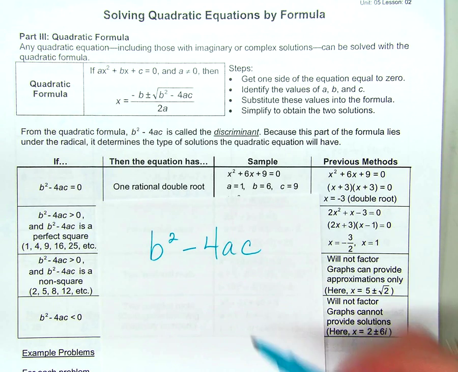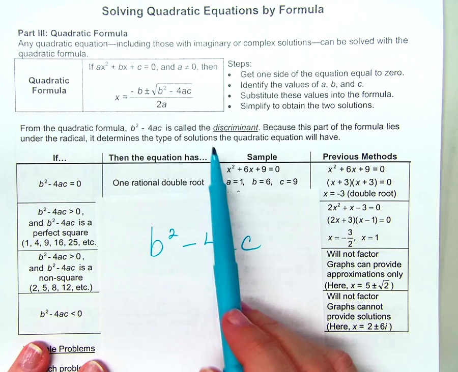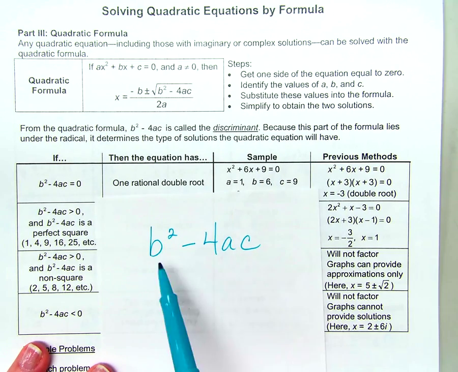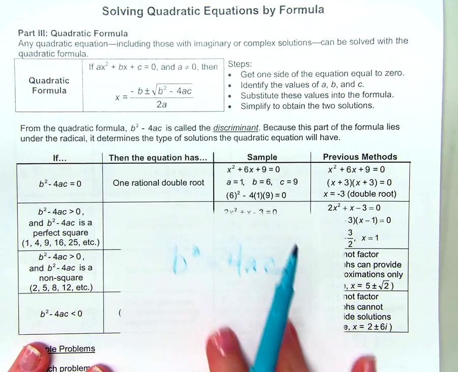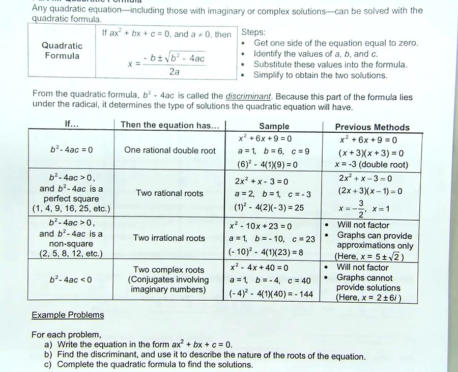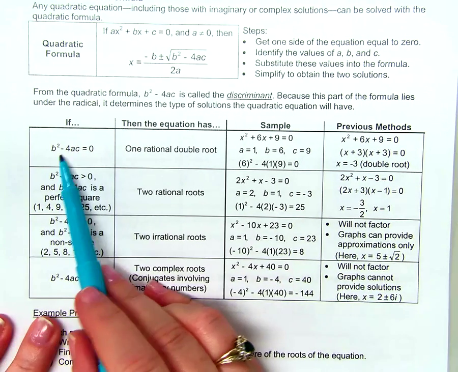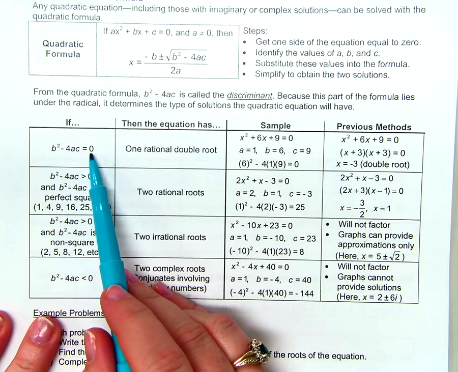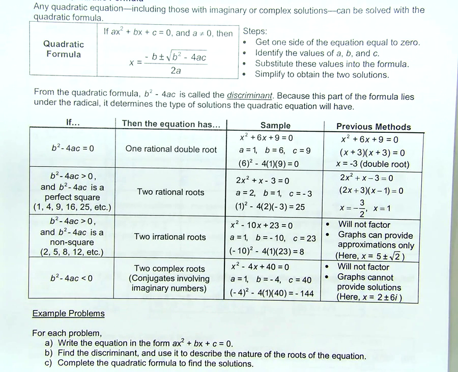This is called a discriminant. I just didn't want there to be any confusion. This is the discriminant, b squared minus 4ac. Finding the discriminant will help me a lot. If I find the discriminant and it equals 0, hold on, let me show you something real quick.